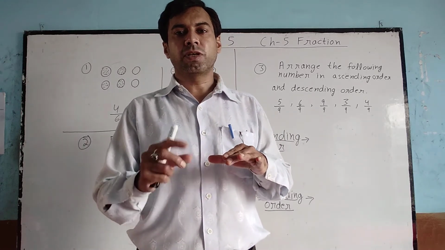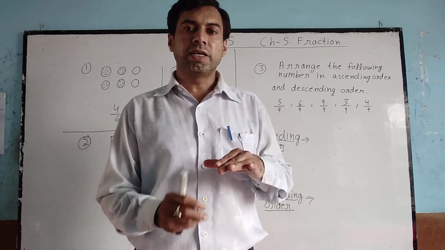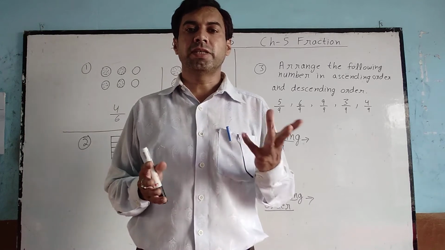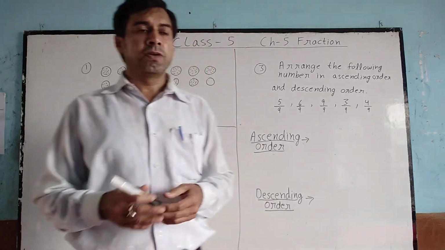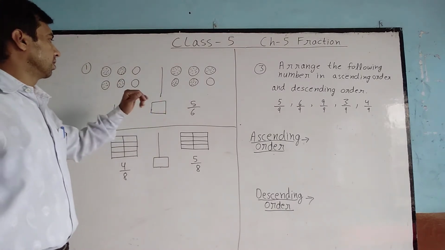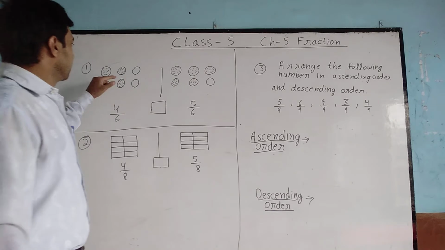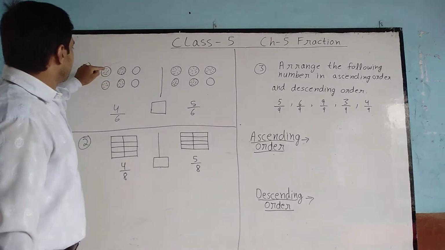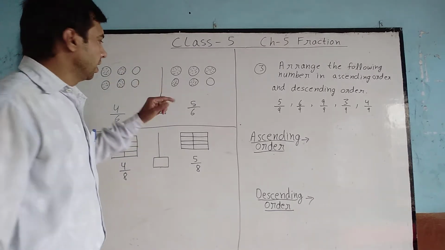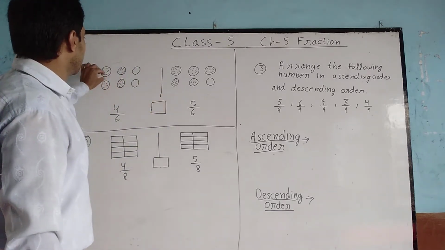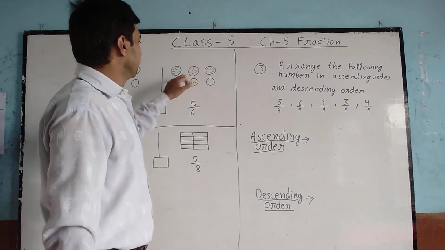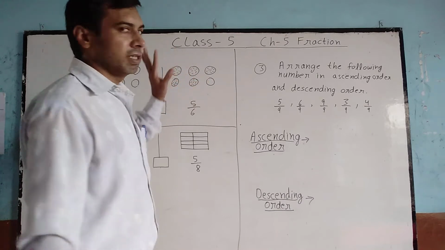The bottom part, the total number of parts, is known as the denominator. The selected or left out part which we write above is known as the numerator. So student, here we have fractions 4 by 6 and 5 by 6 with pictures. See here, total 1, 2, 3, 4, 5, 6 circles are made and in that 4 circles are dotted. Here again 1, 2, 3, 4, 5, 6 circles and 5 circles are dotted.